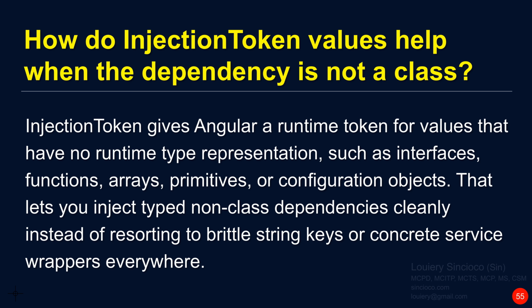How do injection token values help when the dependency is not a class? InjectionToken gives Angular a runtime token for values that have no runtime type representation, such as interfaces, functions, arrays, primitives, or configuration objects. That lets you inject typed non-class dependencies cleanly, instead of resorting to brittle string keys or concrete service wrappers everywhere.